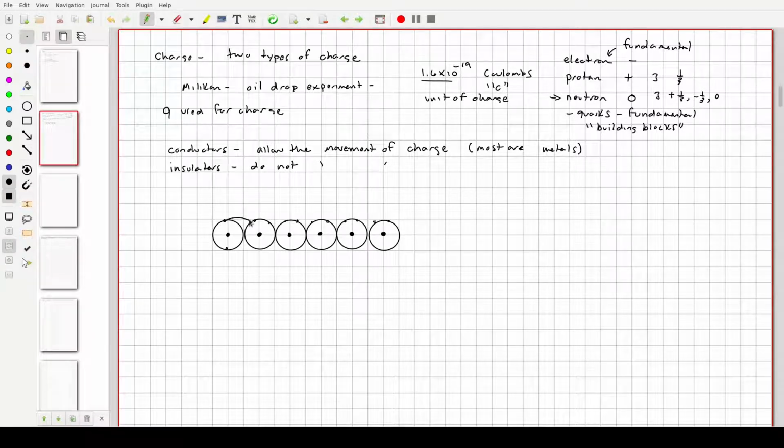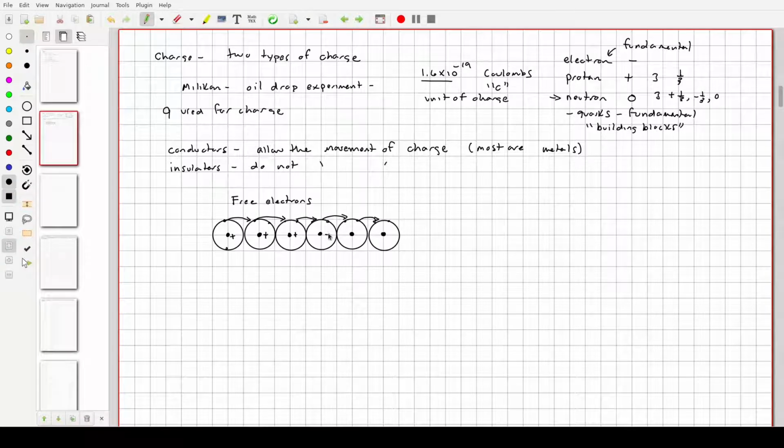So these guys can jump like this, from atom to atom on the outside, like that. So it's these free electrons that allow the movement of charge, because 99.99 times out of 100, what's moving in a situation like this are the electrons. The positive charges are locked in place inside the nucleus.